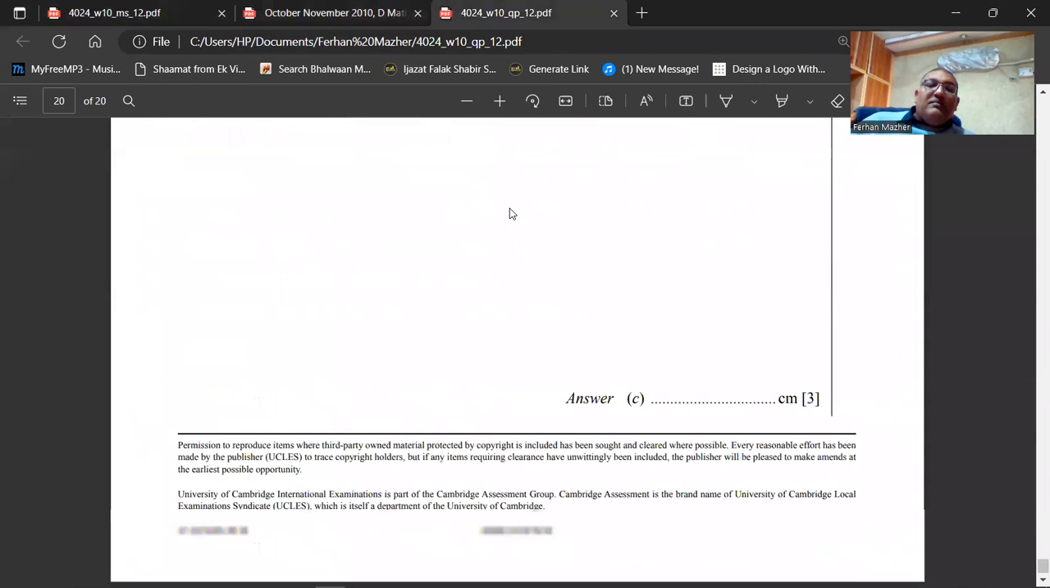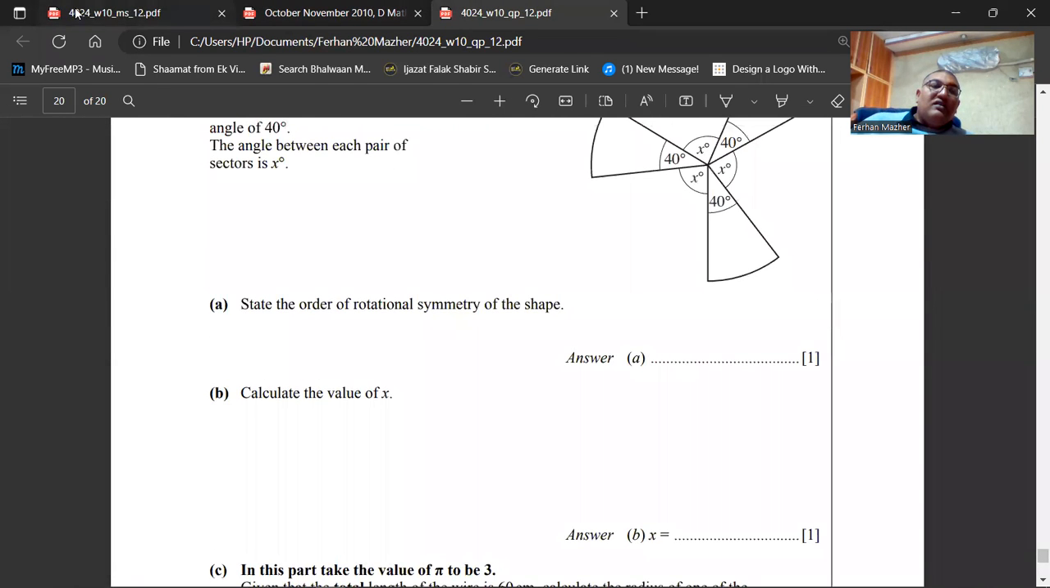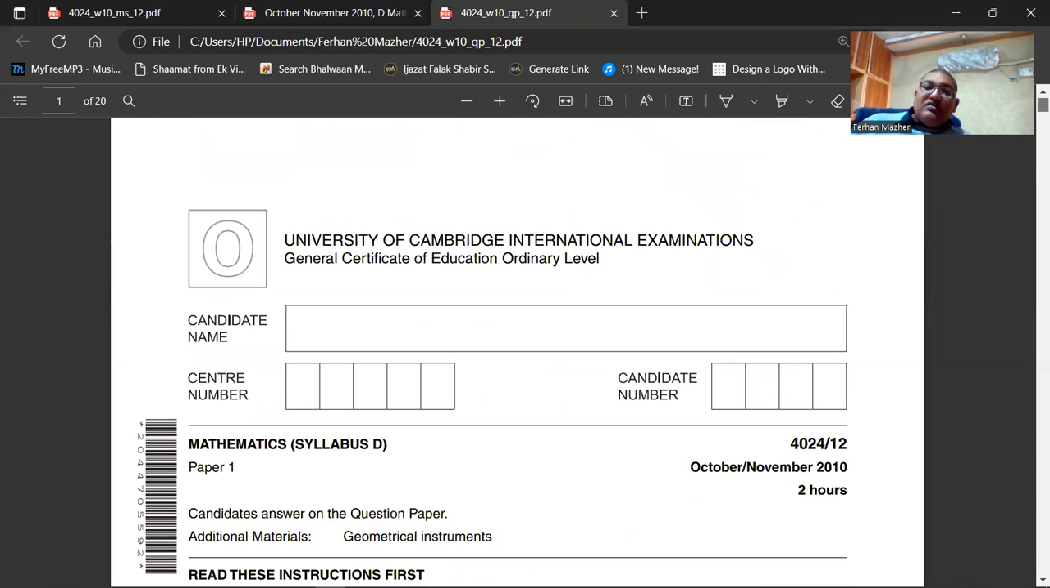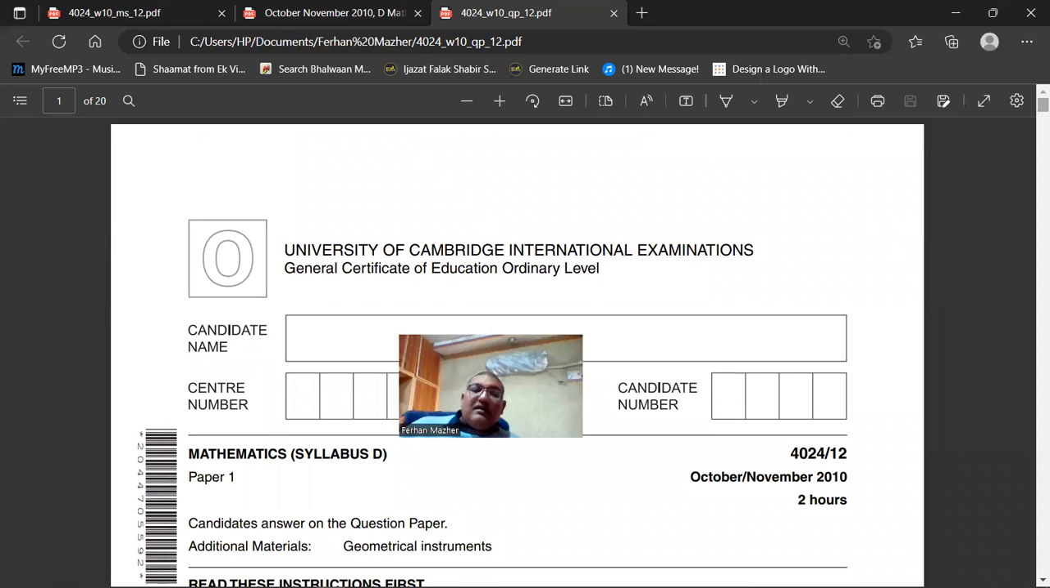My dear students, by this question we have reached the end of the paper. In this paper, there were 27 questions. Today we have completed the October-November 2010 paper 1-2. This paper 1 belongs to zone 2. And I have tried my best to explain all the concepts and procedures, how this is done. I hope that the solution of this paper will help many students in the coming time. It will help many students around the globe.